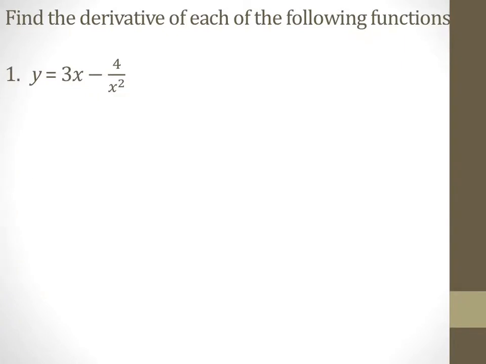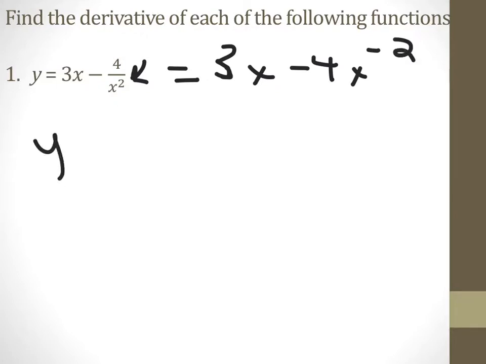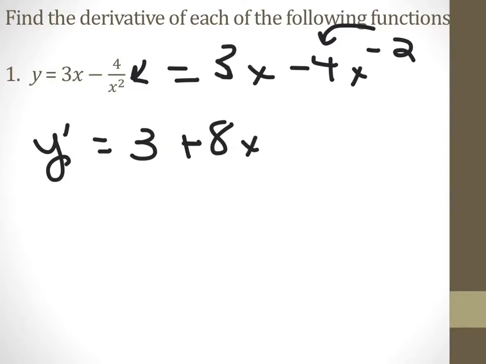For the first one, we want to take this x squared that's in the denominator and write that as a negative exponent, so we get 3x minus 4x to the negative 2. Now when we take that derivative, the derivative of 3x is 3. The negative 2 comes down, multiply it by negative 4 to get positive 8. So positive 8x to the minus 2 minus 1, which is minus 3. So that is your derivative.